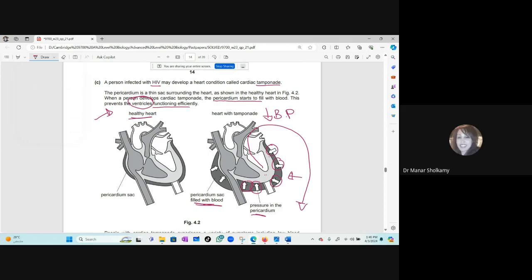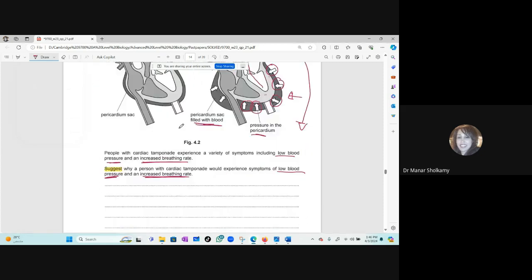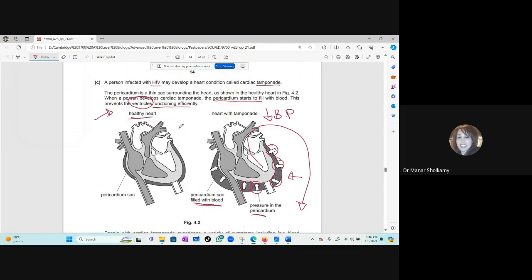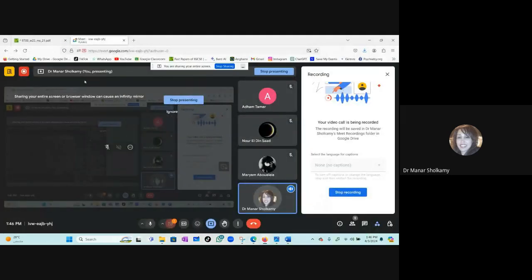When you have low blood pressure, why will this increase the breathing rate? Because no oxygen goes to the lungs, so you need more oxygen. Exactly. So you will increase the breathing rate to try to compensate for the lack of oxygen. Okay. So this is very logical. And when you have a question like this, read the question itself very carefully, because the answer is in the question. Now let's look at the mark scheme in case we are just making things up.